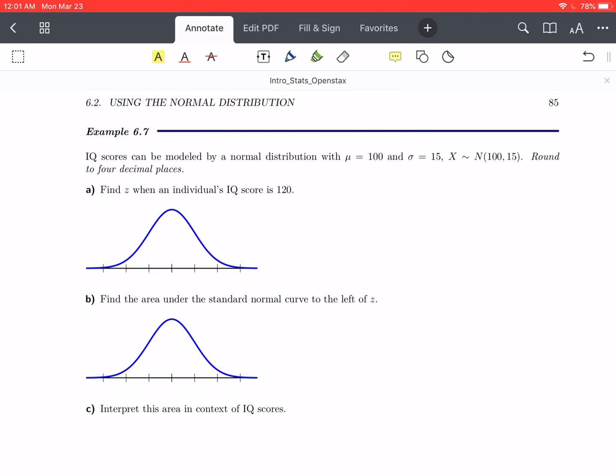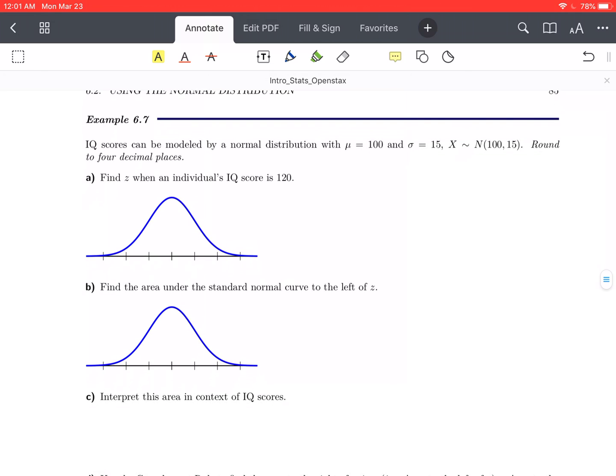So IQ scores can be modeled by a normal distribution with mean of 100, standard deviation of 15. Round to 4 decimal places for these values. So find z when an individual's IQ score is 120. So we're looking for the z-score when the individual's IQ is 120.